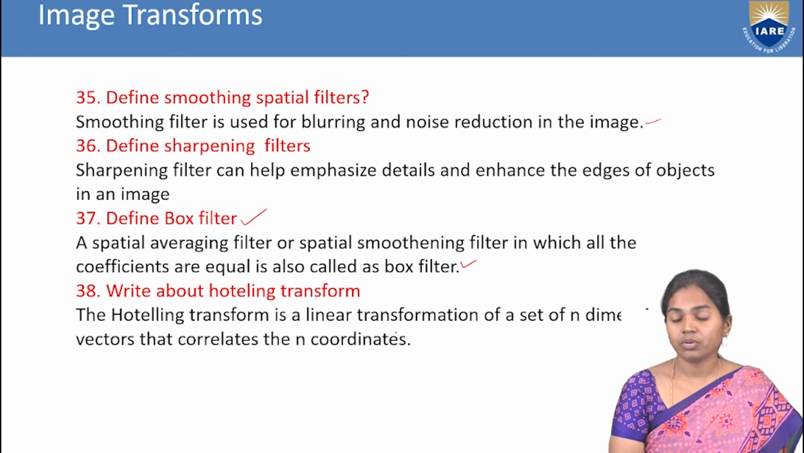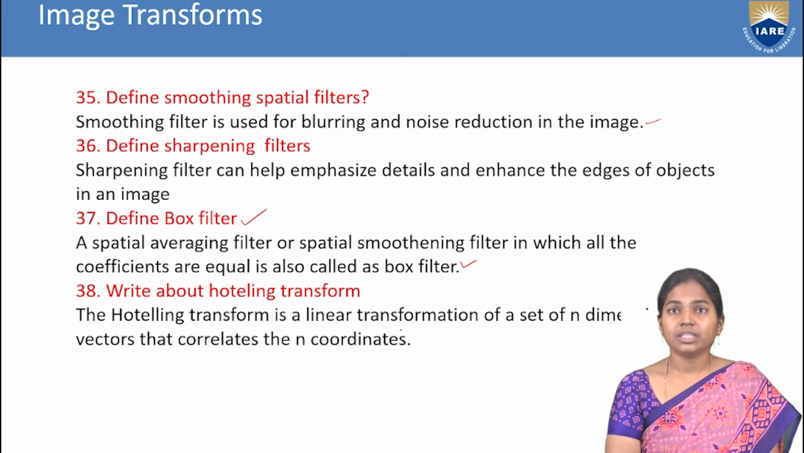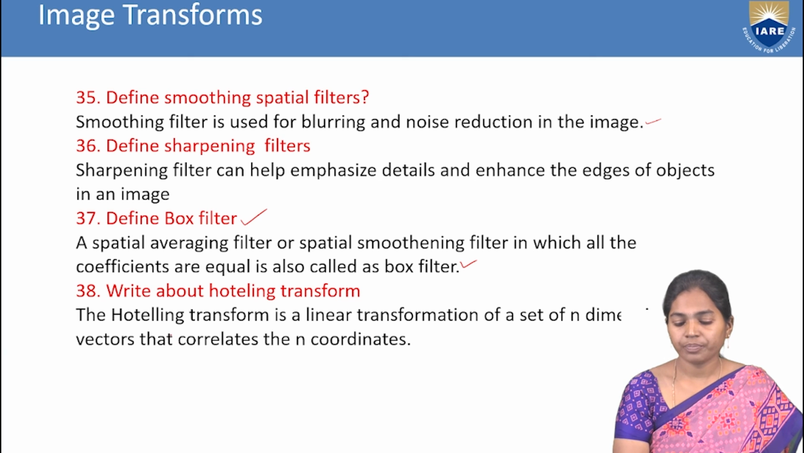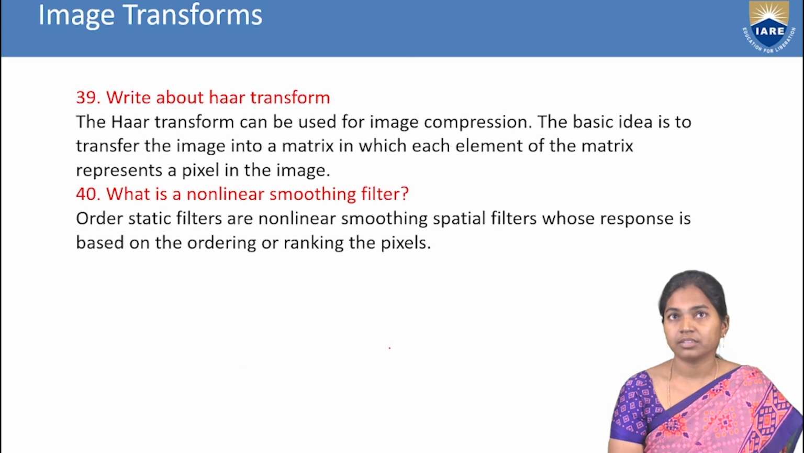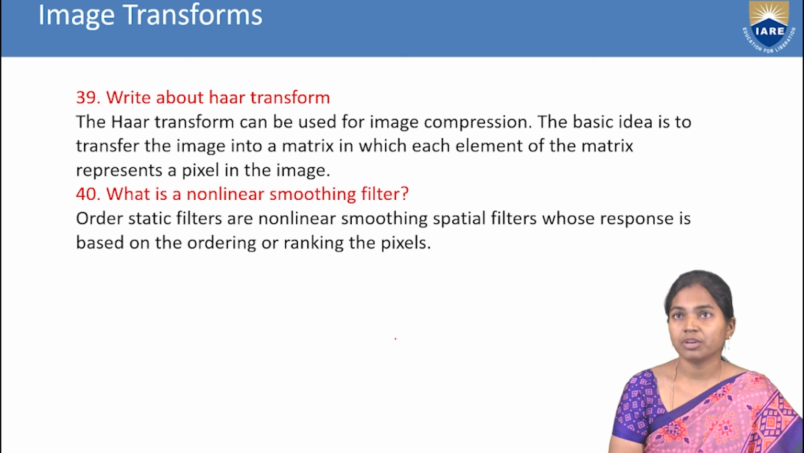And write about the Hotelling transform. The Hotelling transform is a linear transformation of a set of n-dimensional vectors so that it decorrelates the n coordinates. And write about the Haar transform. The Haar transform is used for image compression.